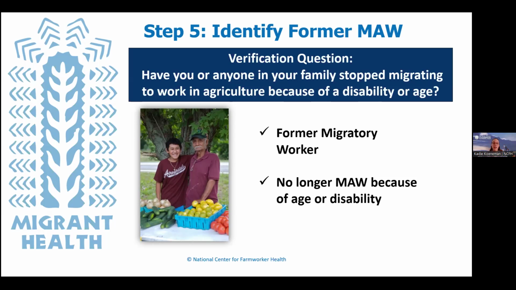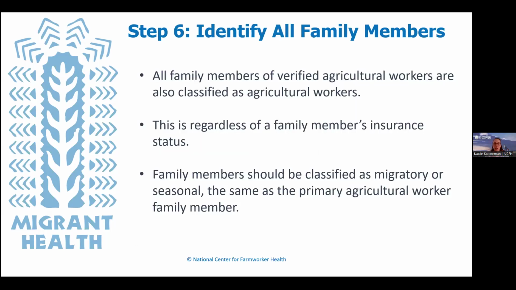And the final step, which I said before, is identifying all family members. So all family members of verified agricultural workers are also classified as agricultural workers. This is regardless of the family member's insurance status or anything like that. They should be classified as migratory or seasonal, the same as the primary agricultural worker family member. This applies to children, and it's important to cross-check and make sure that you're accurately capturing all family members.